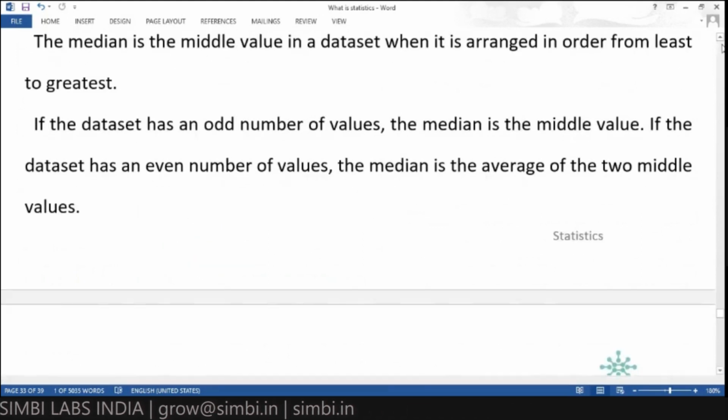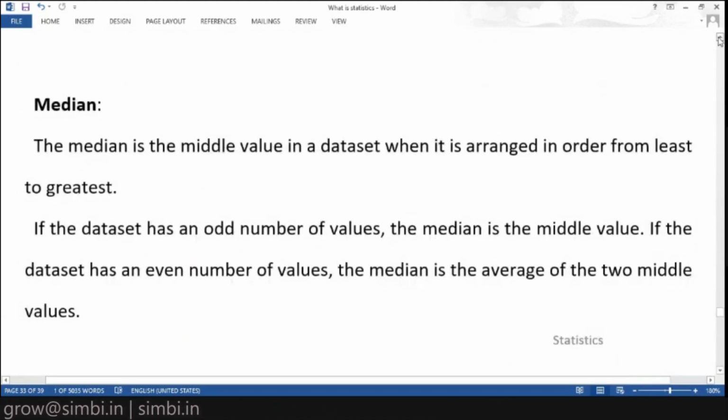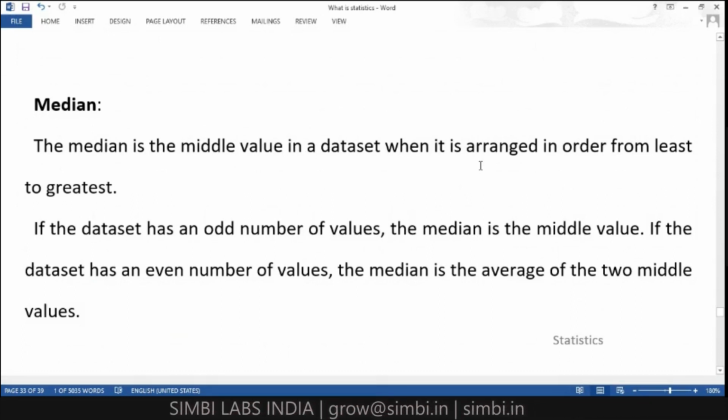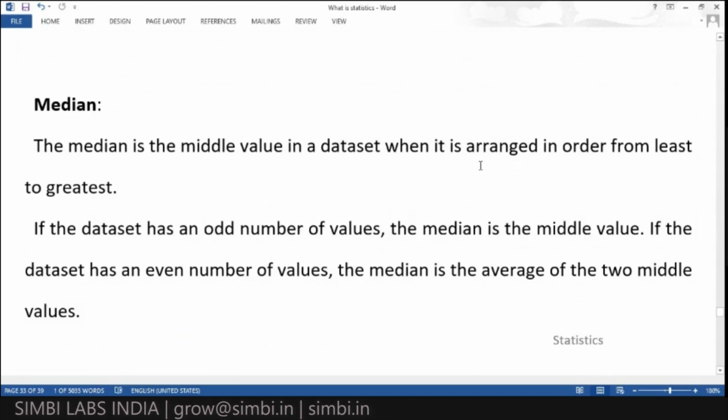And next, median. How to calculate the median? Median is the middle value in a data set. Mean is calculating the average, mode is selecting the frequent number, and median is the middle value in the data set.